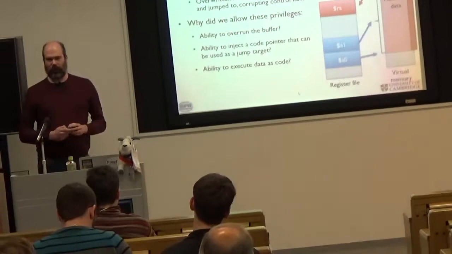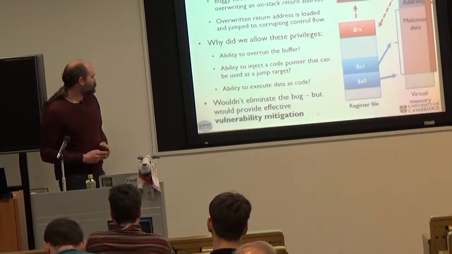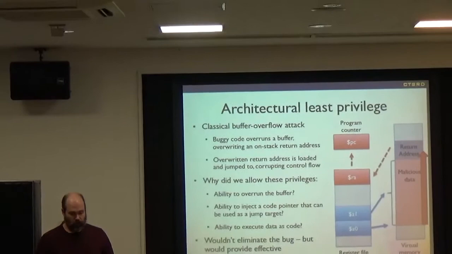So why did we allow this? Quite a number of reasons. Essentially, it's because RISC won. We built flat address space systems that were fast and simple, and they're great until they aren't. So if all our objects were properly bounded, then we'd eliminate this. We might not eliminate the bug, but we would eliminate the vulnerability.